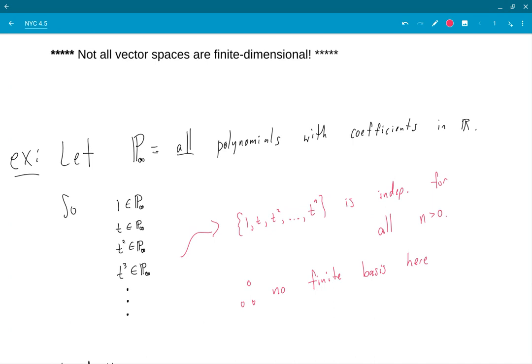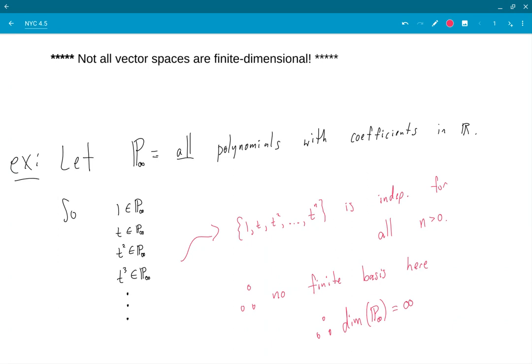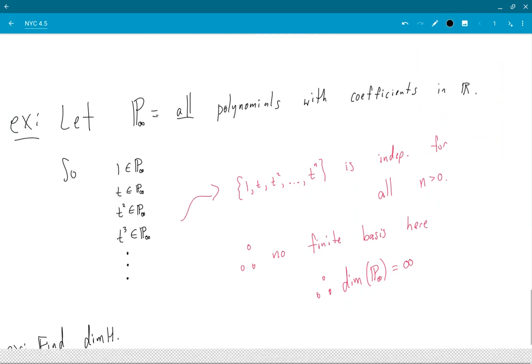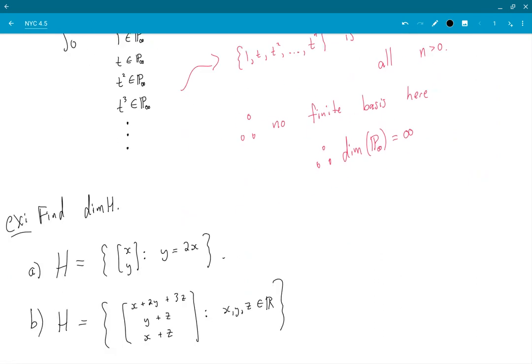Okay, so you guys are talking about infinite, but we will not do so, of course. We'll just say that the dimension here is infinite. We're not going to talk about infinite dimension cases in this course. So let's return back to the finite dimensional world and do a couple examples of finding dimension.